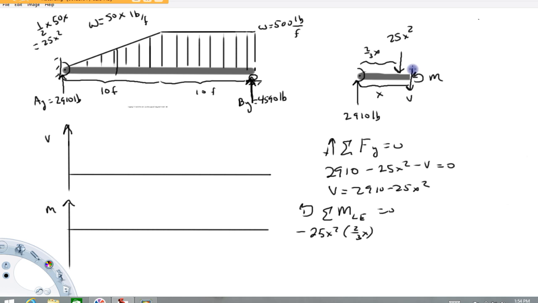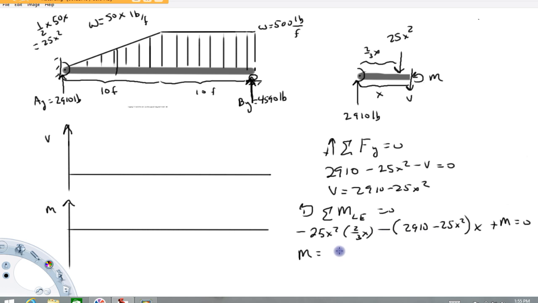Next, we're going to have the moment created by this shear force, which is the shear force times x. So it's going to be minus the shear force, and I'll put 2910 minus 25x squared, times x. That's minus because this force is producing clockwise moment about this point. Again, I found the shear in the previous line, so minus shear times x. And then the next term is plus the internal bending moment, and then equals 0. We can just algebraically solve this for that bending moment, and basically we would have to add everything to the right.